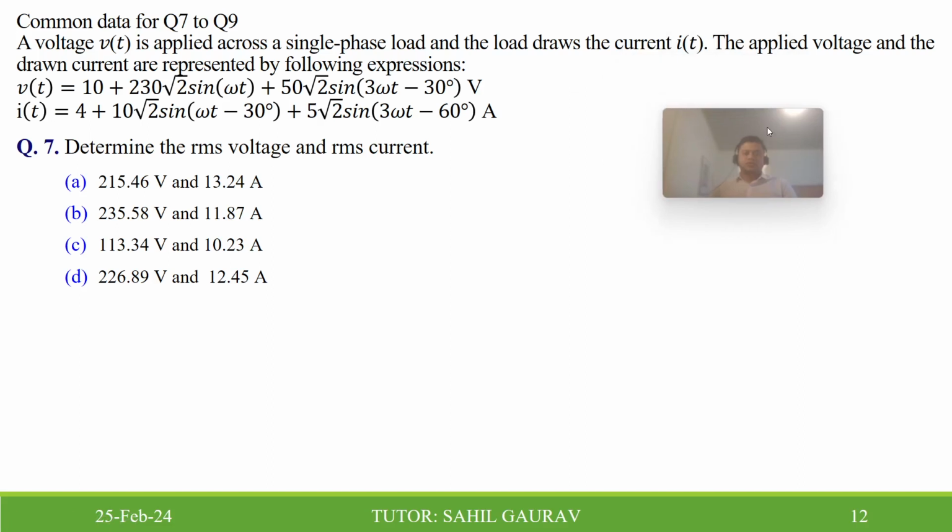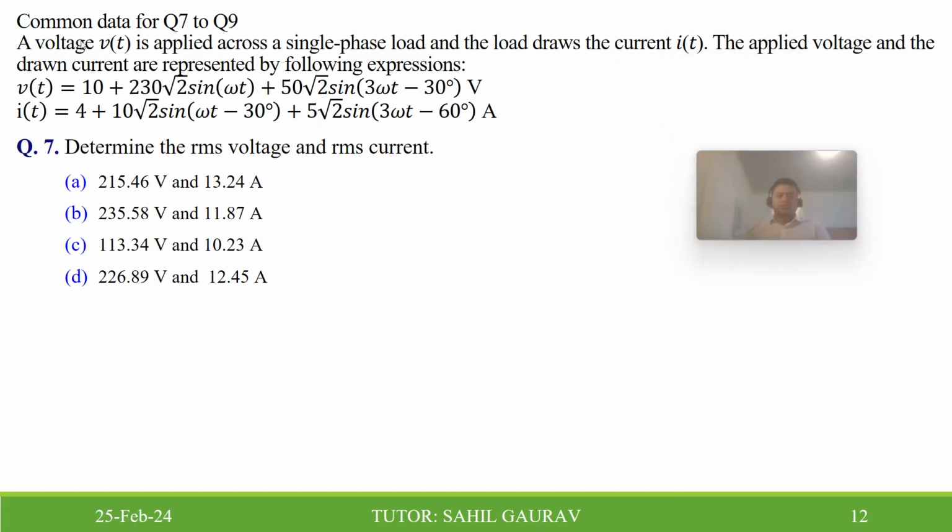Now moving to the next problem. This is common data for question 7 to question 9. Here, if a voltage VT is applied across a single phase load and the load drives the current IT, the applied voltage and the drawn current are represented by this following expression. You have to determine the RMS voltage and RMS current.